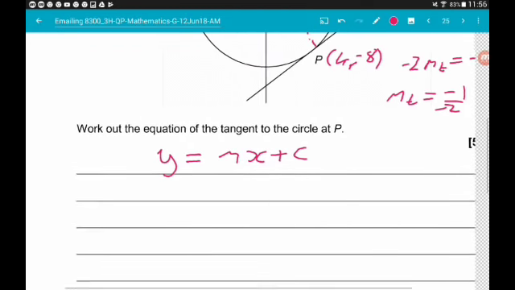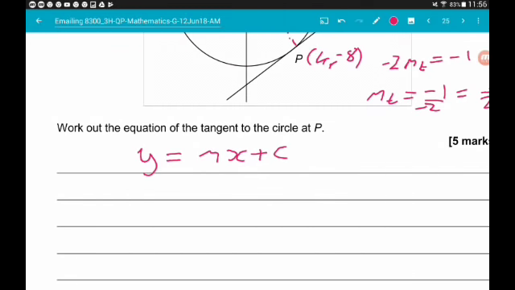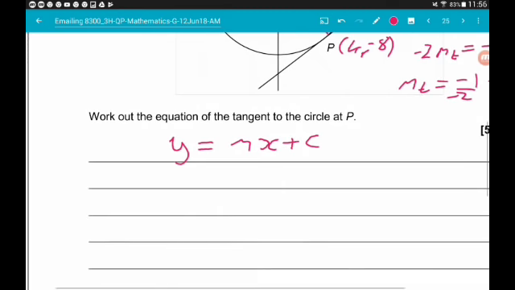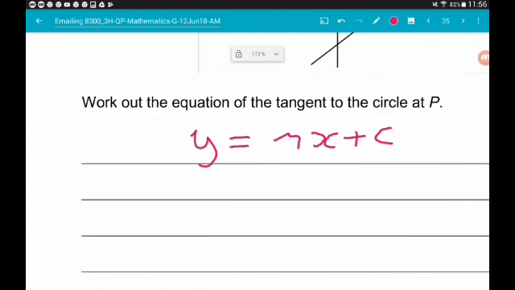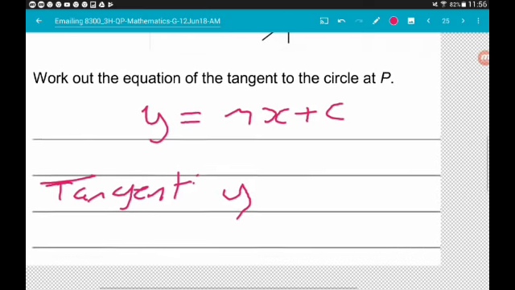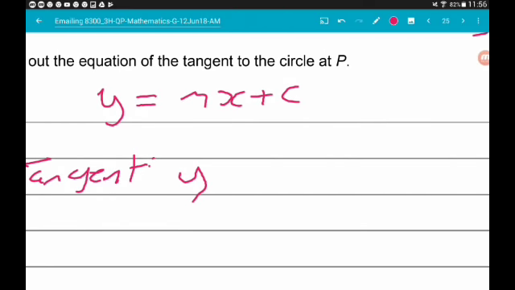We now need the general equation of a straight line, y is equal to mx plus c. So we're going to substitute in our gradient for the tangent. So the tangent is up to here, y is equal to 1/2 x plus c.